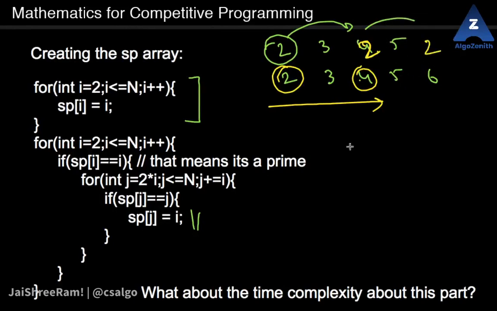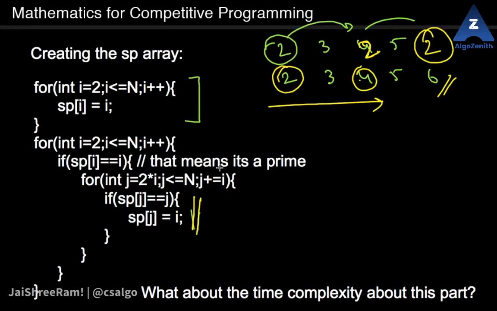Make sense? Now when this comes to 3, 3 is already set to 3, so we will loop on multiples of 3. We come to 6, but we see that it has been set to 2, so we don't change it, because 2 is the smaller one which divides 6, and we are trying to maintain the smallest prime factor, right? So that's where this condition comes in.